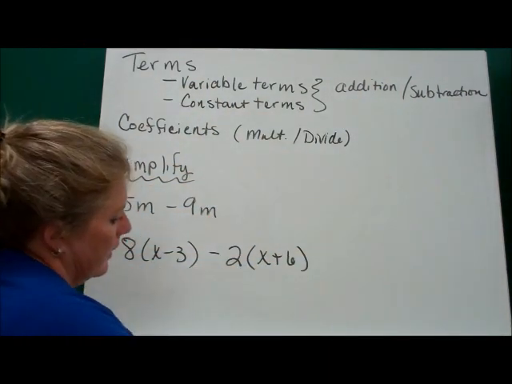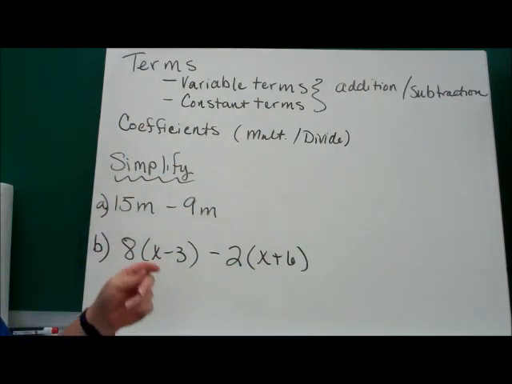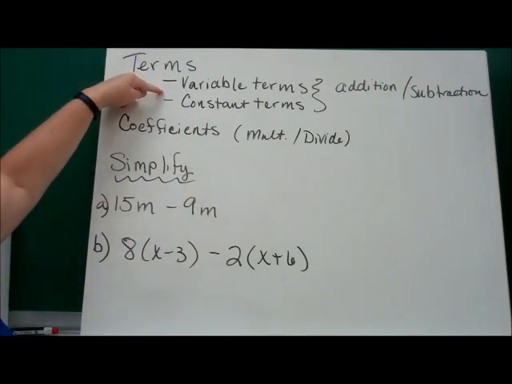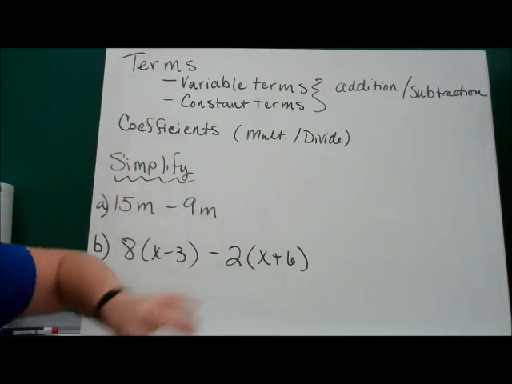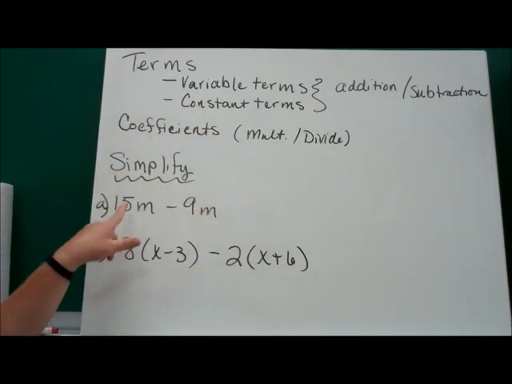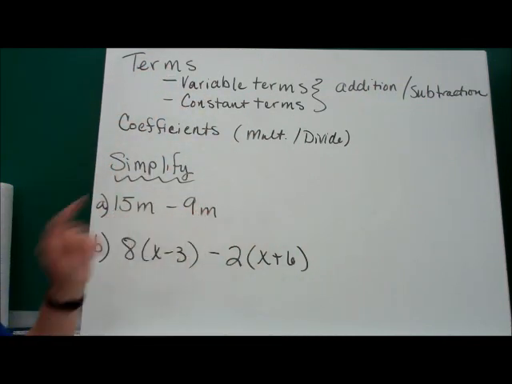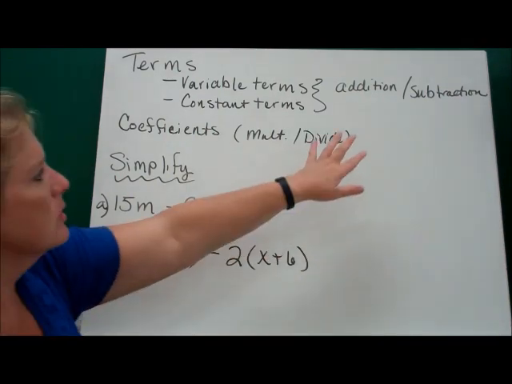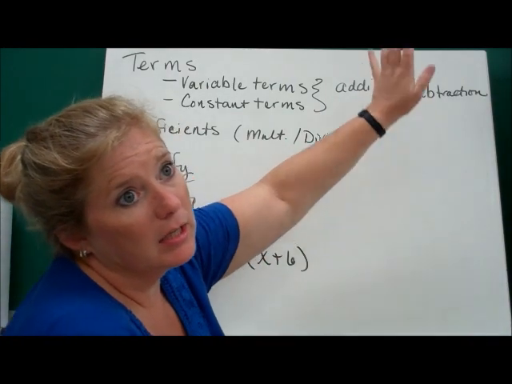Okay, simplifying more expressions. We've got terms. There are two types of terms. We've got variable terms and we have constant terms. We're going to see those in the examples. Here's a couple examples of variable terms, constant terms. Okay. Terms are separated by addition and subtraction symbols.